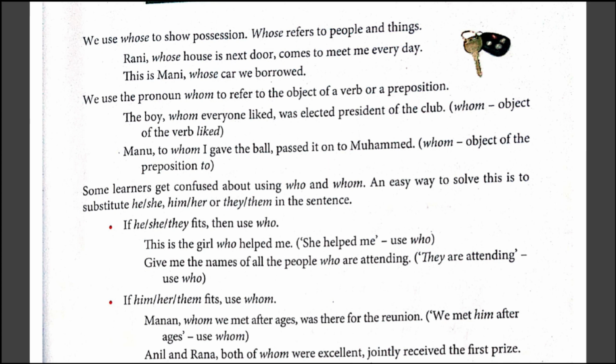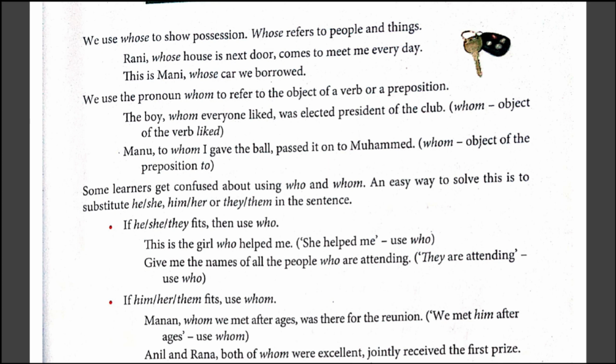Next one, we use whose to show possession. Whose refers to people and things. Rani, whose house is next door, comes to meet me every day. So next to Rani only whose will come. It is showing the house belongs to whom? Rani. Next one, this is Money whose car we borrowed. Whose car are we borrowing? Money's. So next to Money only whose will come.